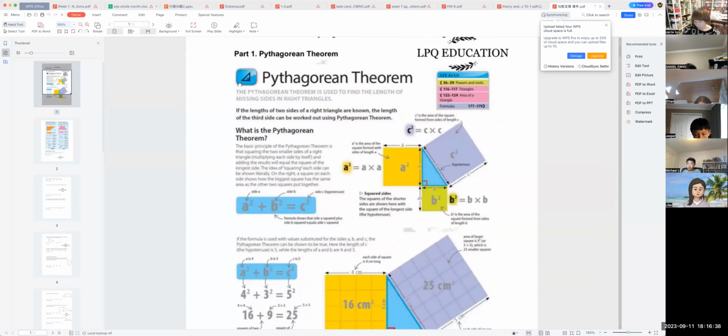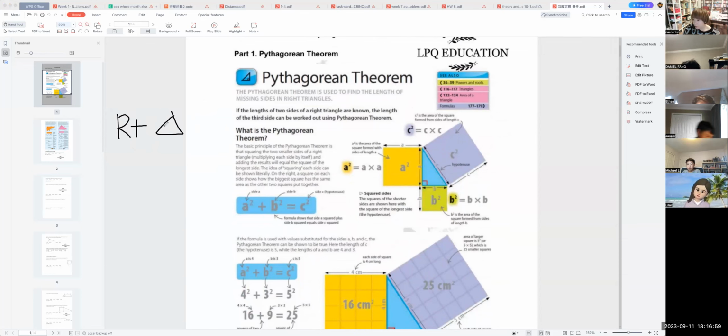So everybody, can you answer me one thing? The Pythagorean theorem is on the triangle, and it is on the right triangle. This is something I want you to remember in your notebook, okay? The Pythagorean theorem is only applied on the right triangle. I want you to write it down. Can you write it down, everybody?